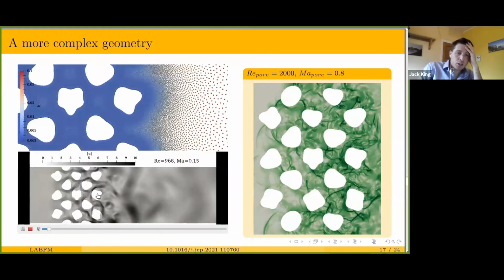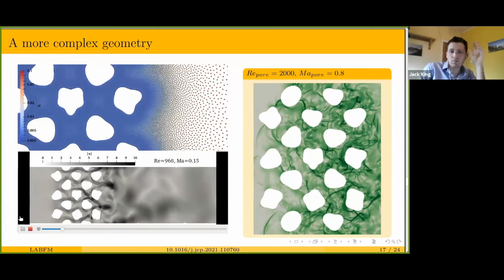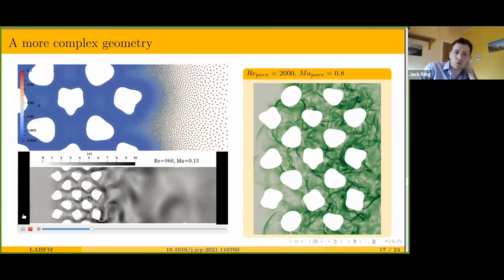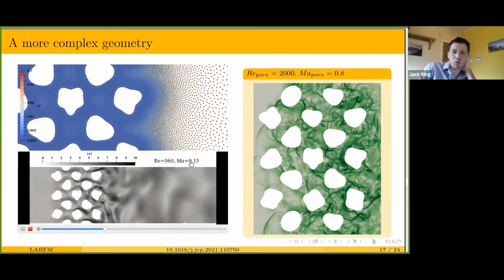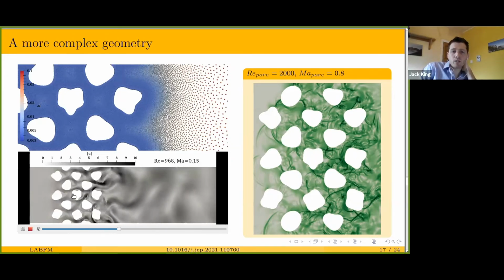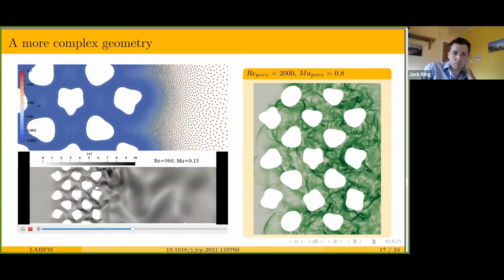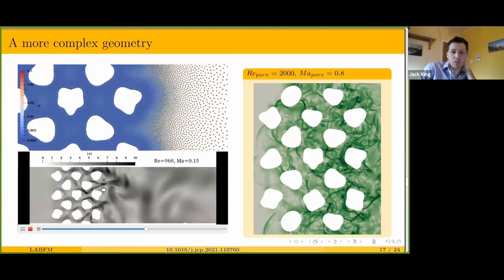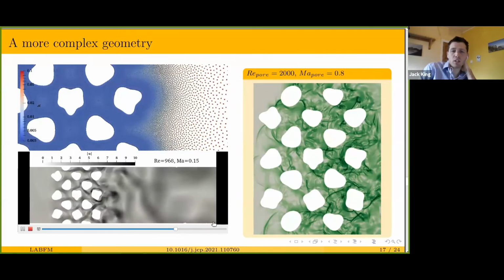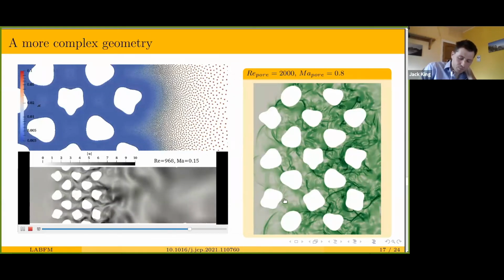So this video shows that the method can handle this type of flow for low Mach numbers. This is a Mach number of about 0.15, a pore Reynolds number of just below 1,000, and we can see the velocity field as more and more vortices are formed in the downstream section of the porous media.